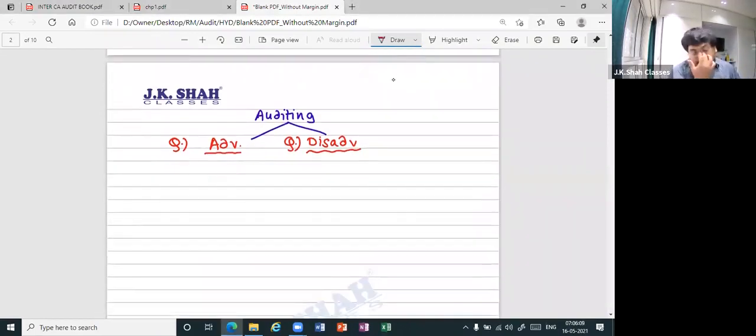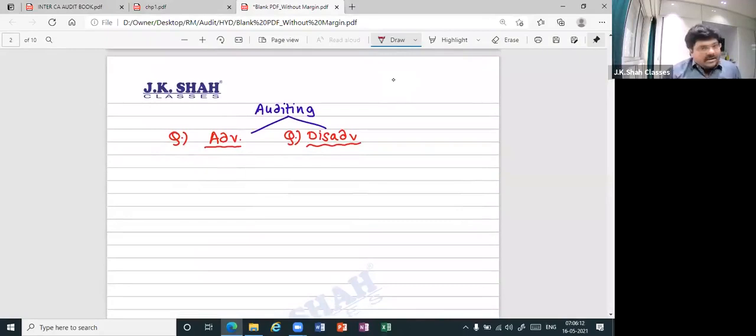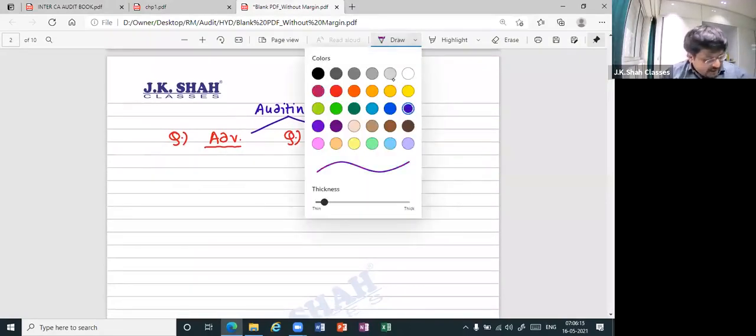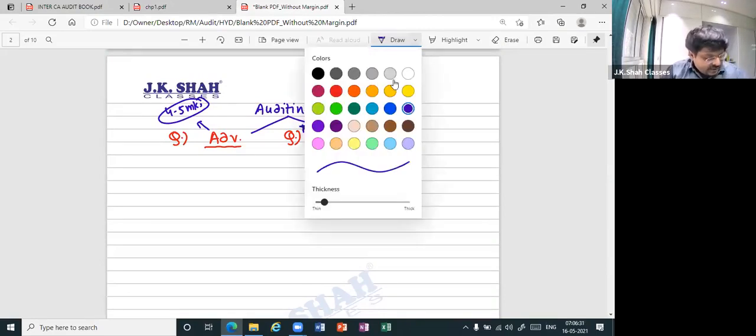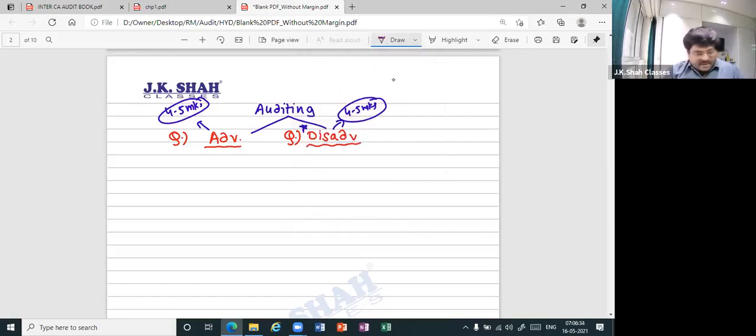So next part: auditing advantages and disadvantages. Advantages are asked in the examination separately for 4 to 5 marks. Disadvantages also are asked separately for 4 to 5 marks independently. What is more important out of the two? Disadvantages have been asked many number of times. These disadvantages are also known as, hear carefully, inherent limitations of auditing. Repeating, inherent limitations of auditing.